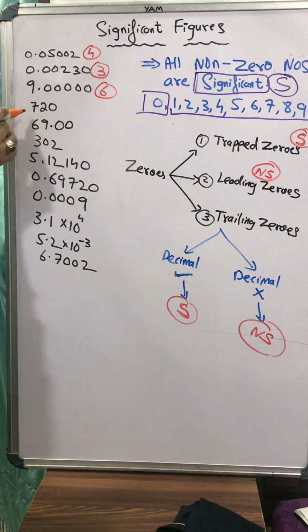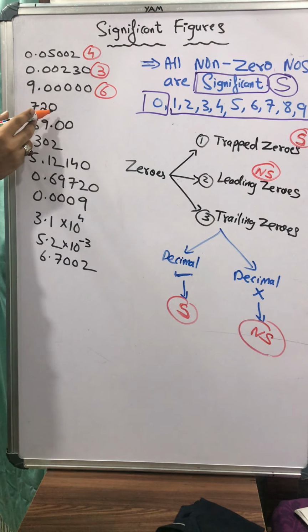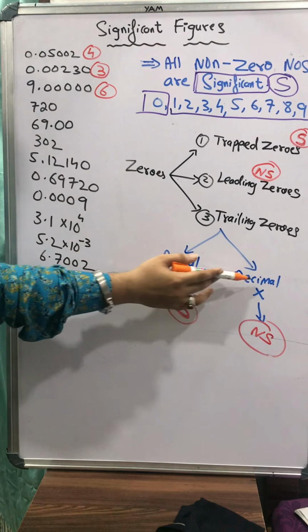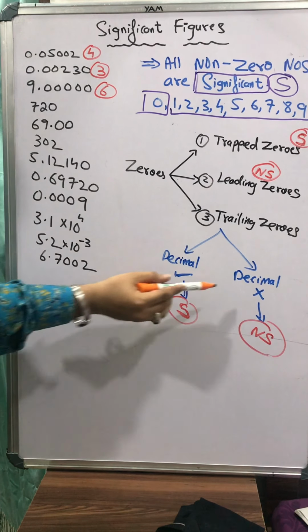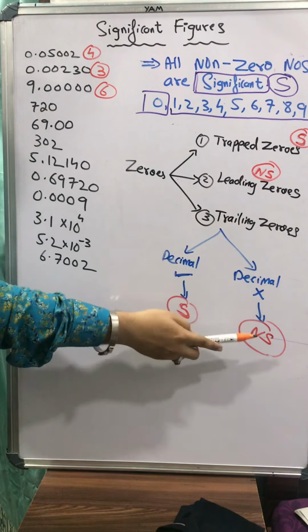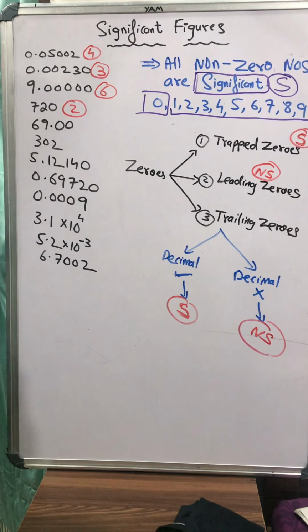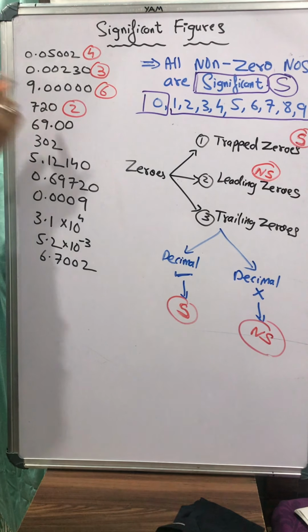720. 7 and 2 are of course significant figures. 0, it's a trailing 0 coming at the end. So we have to see whether we have a decimal point or we don't have a decimal point. Here the decimal point is not given to us. So when the decimal point is not given to us, then the trailing 0 is considered as non-significant. So here this 0 will not be considered as significant. So here we will have only 2 significant figures. Okay, 720 has only 2 significant figures, 7 and 2.